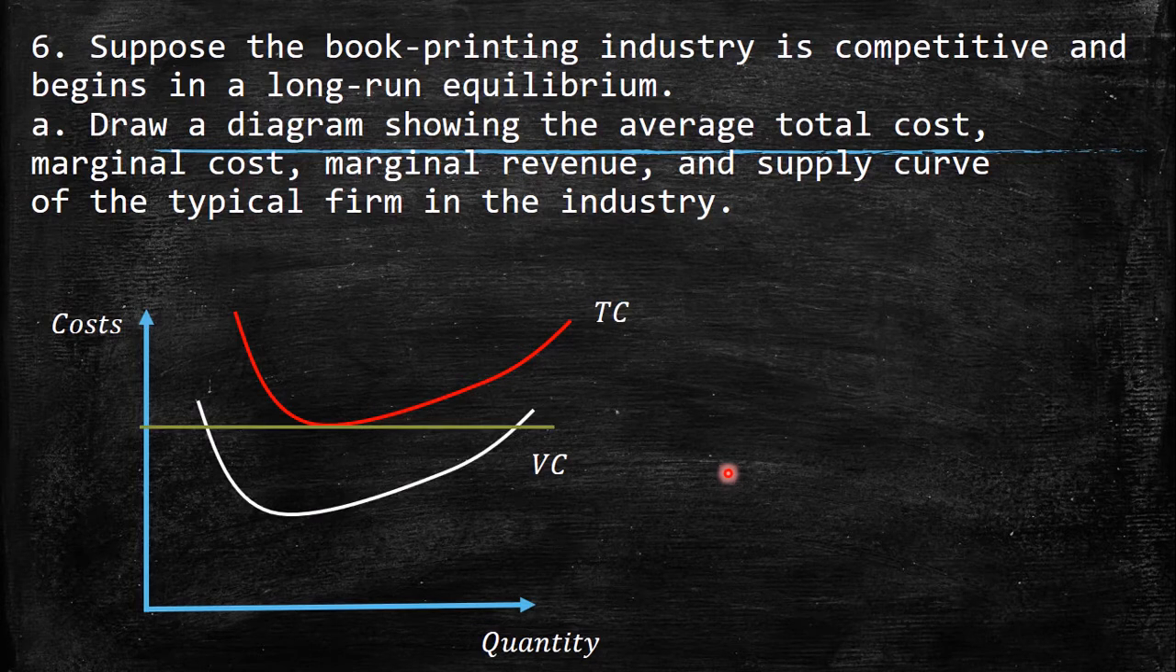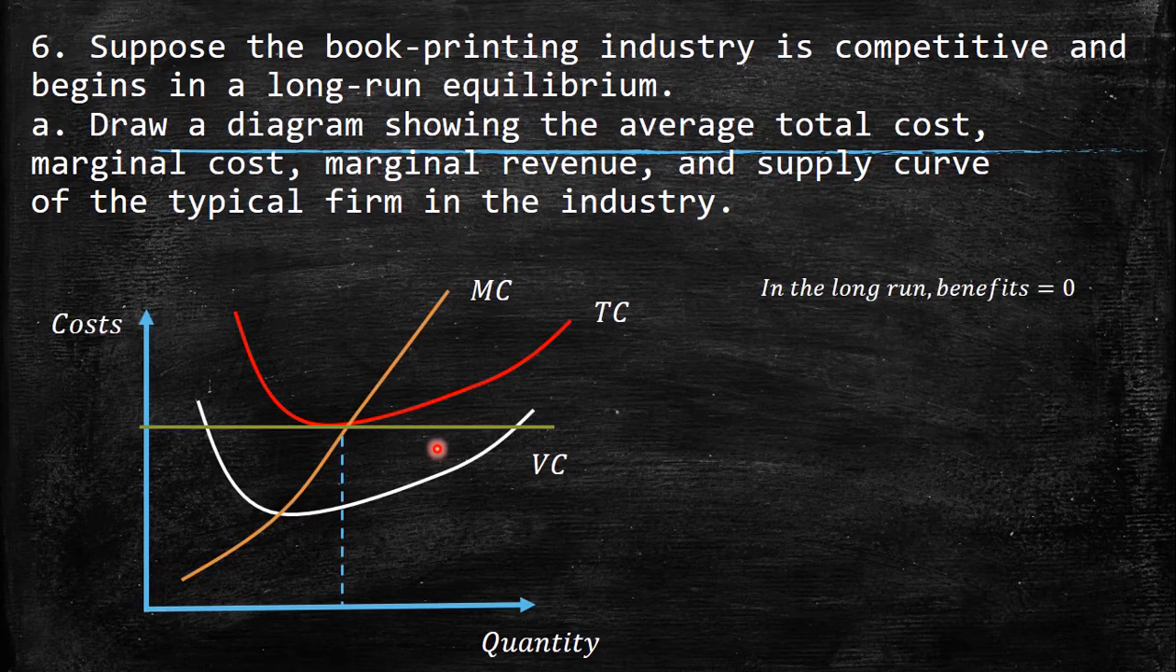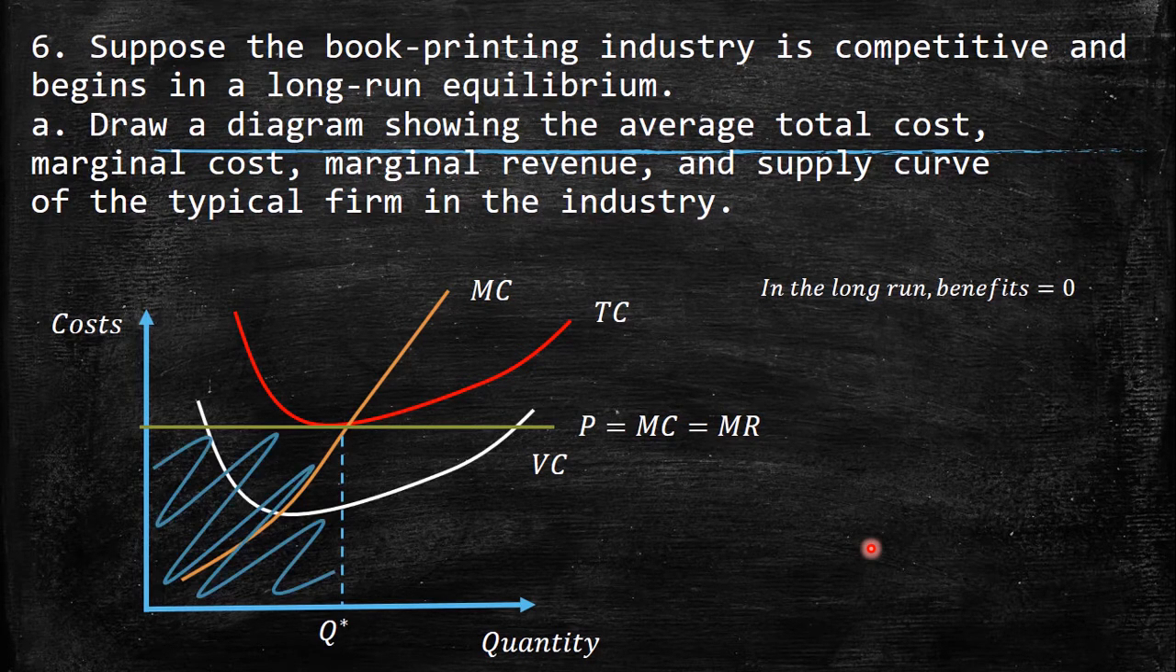So this one is the price where it's exactly the same when it cuts the marginal cost. That's the trick. It is the same. The price equals the marginal cost. Then in the long run, benefits equal zero. So in the competitive industry we have price equal to marginal cost and equal to marginal revenue here. Okay. Then this is the quantity of equilibrium.